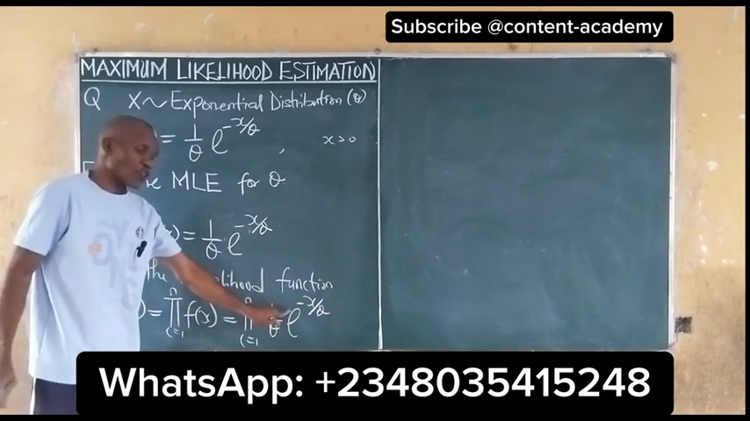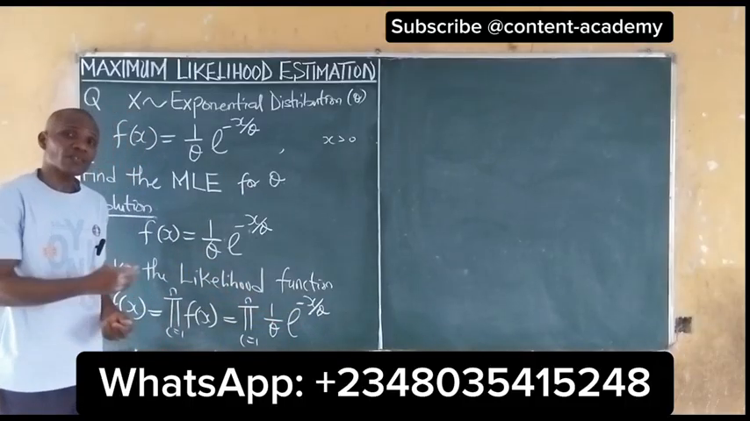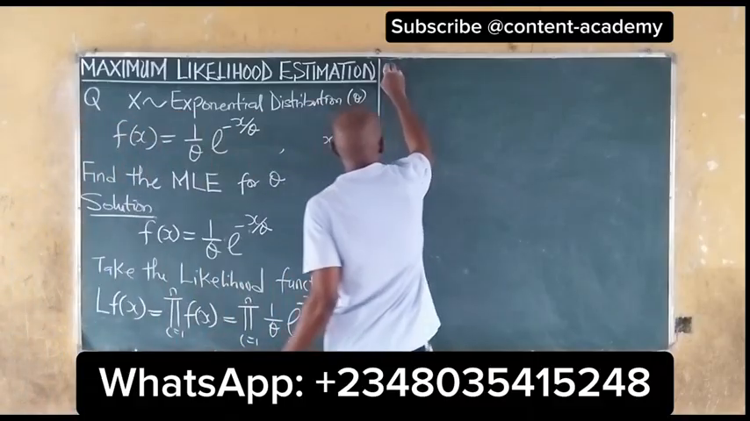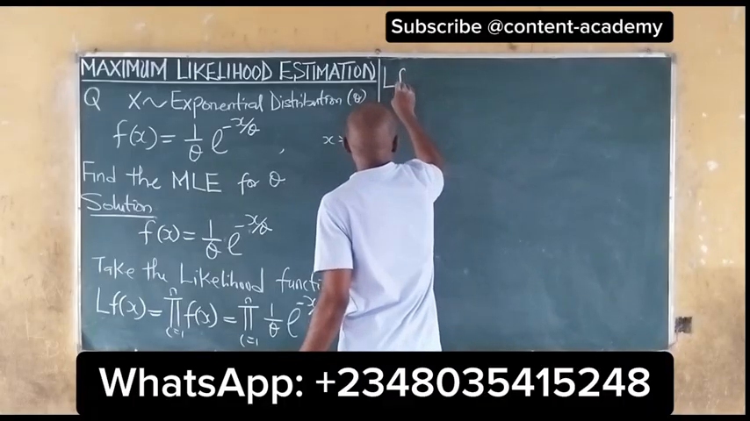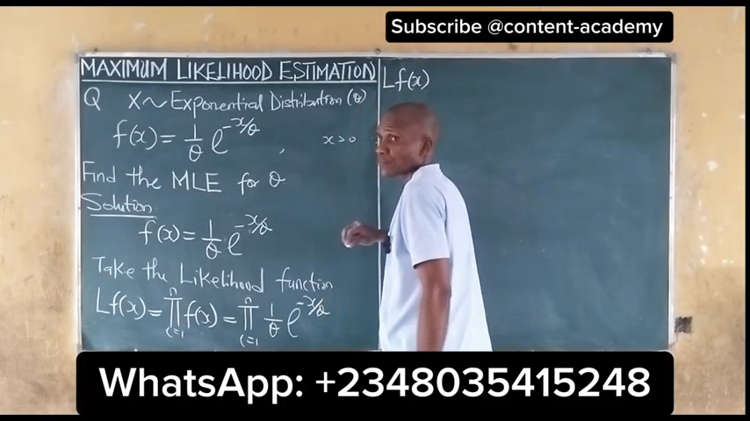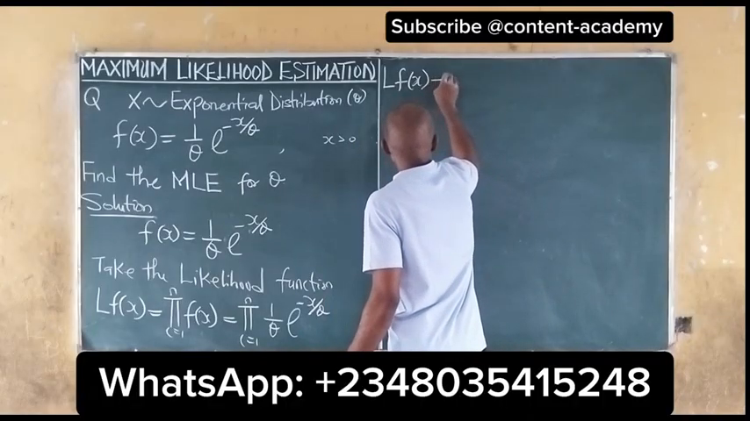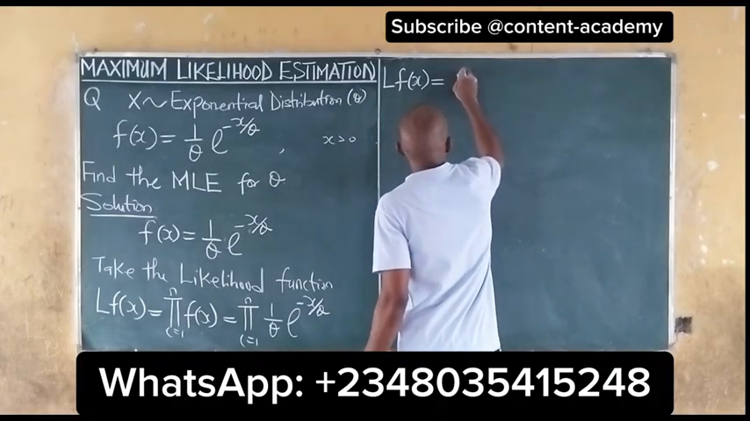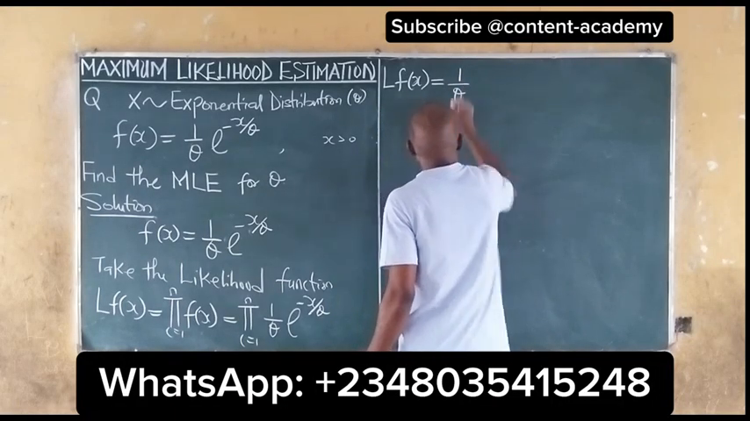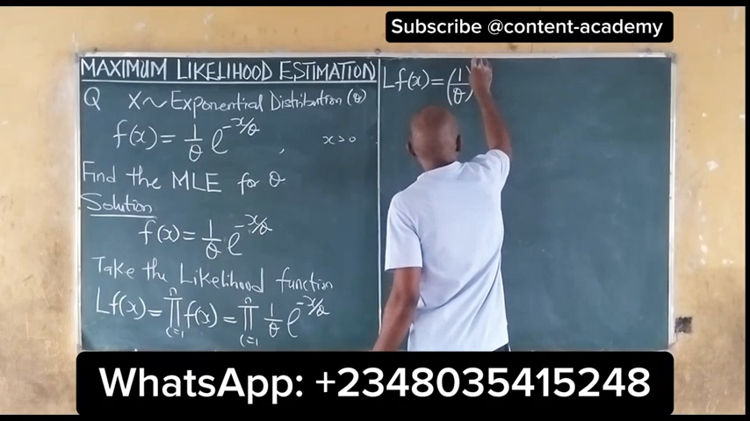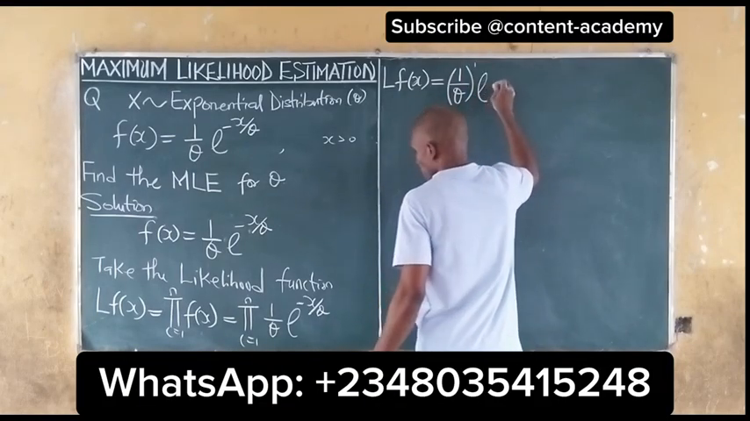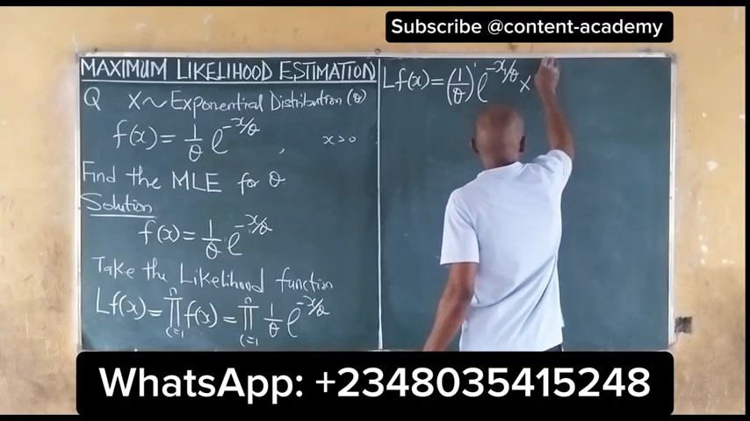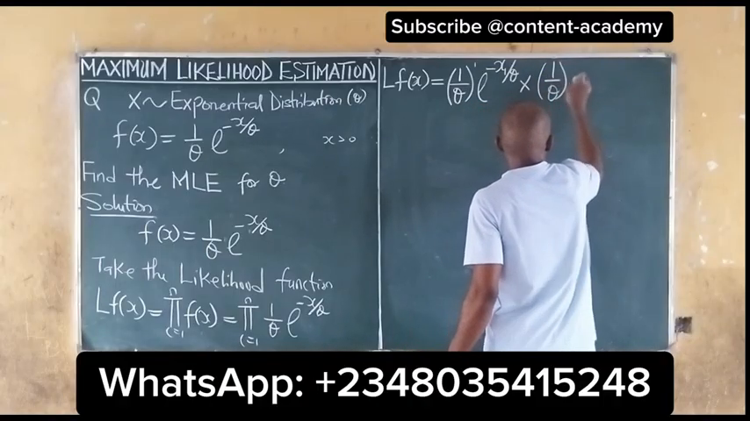So how do we get the product of this? I will show you how to expand the product of any given distribution. Expanding it, we can write our likelihood function to be equal to 1 all over theta, which is the first one, exponential negative x1 all over theta, multiplied by 1 all over theta.